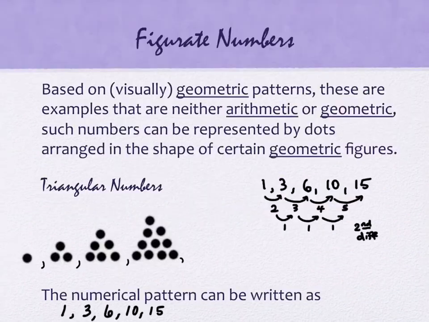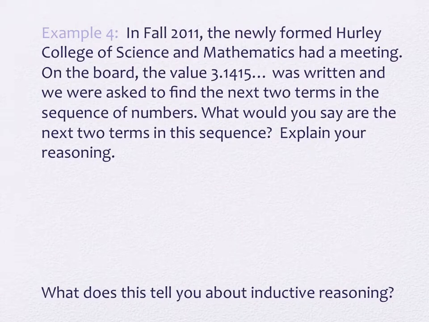Now, we're going to talk a little bit about an actual scenario that happened a while ago. In 2011, they did some restructuring at the university, and they created the College of Science and Math. Before, science and math had been underneath arts and sciences, all grouped together, and then it was split apart. So we had a meeting at the beginning of the year, and on the board, the dean, Dr. Blue at the time, had written the number 3.1415... and asked us to find the next two terms in the sequence of numbers. Without talking with anyone, what would you say is the next two terms in the sequence? So write down what you believe the next two terms would be and explain why you think so.